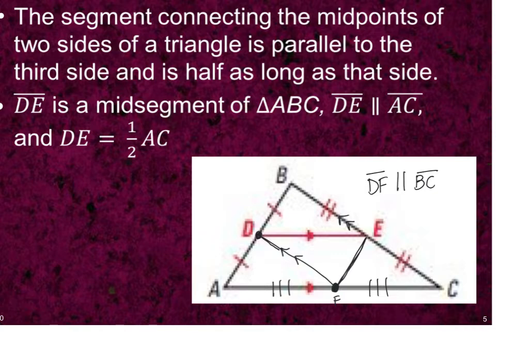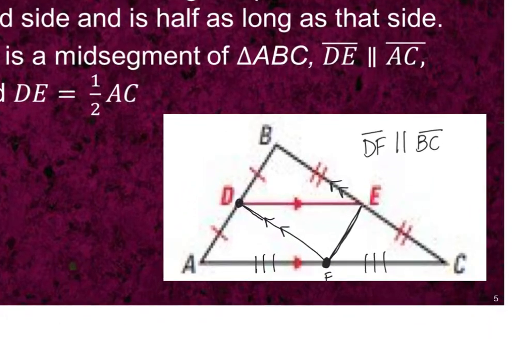Where did my pen go? Okay, so for FE, E is the midpoint of BC, F is the midpoint of AC. Which side didn't we use? AB, okay? So this side must be parallel to this side.